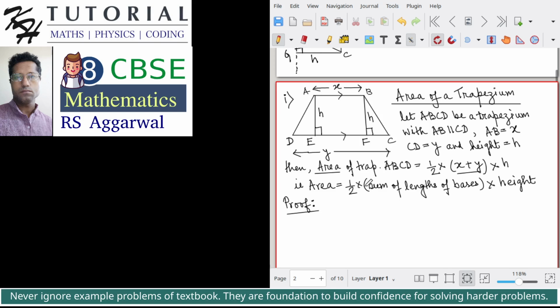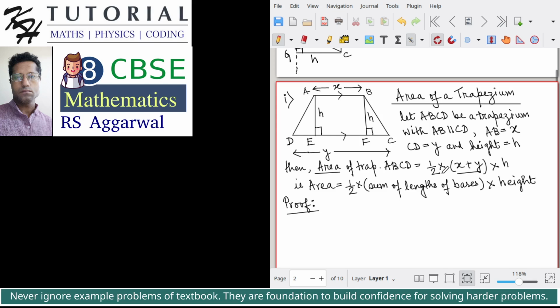So basically the area of a trapezium is half multiplied by the sum of the lengths of the bases and multiplied by height or altitude. Now, how is this formula coming? Let me prove this, give a very quick proof of how this formula is coming.